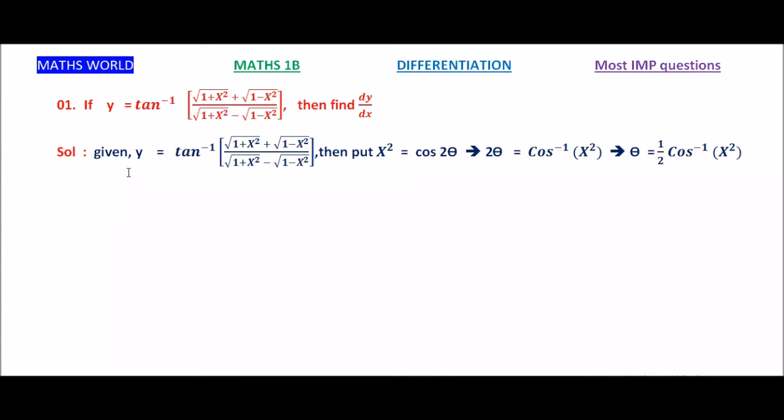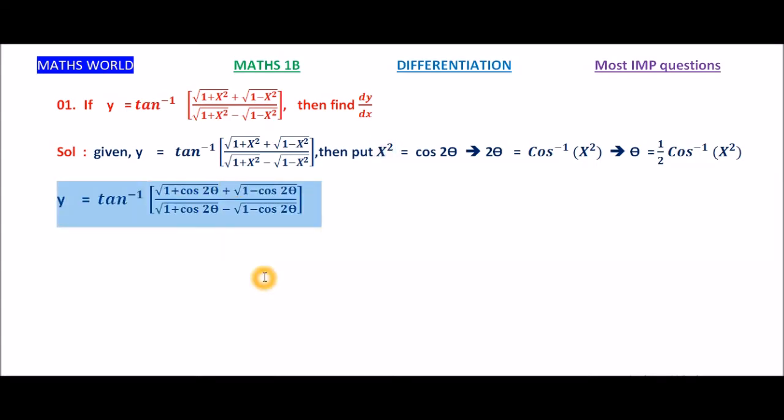Okay, now come to the problem. So y is equal to tan inverse of (root of 1 plus x square plus root of 1 minus x square) divided by (root of 1 plus x square minus root of 1 minus x square). So I put x square is equal to cos 2 theta. In the place of x square, I substitute cos 2 theta. So y is equal to tan inverse of (square root of 1 plus cos 2 theta plus root of 1 minus cos 2 theta) divided by (root of 1 plus cos 2 theta minus root of 1 minus cos 2 theta).